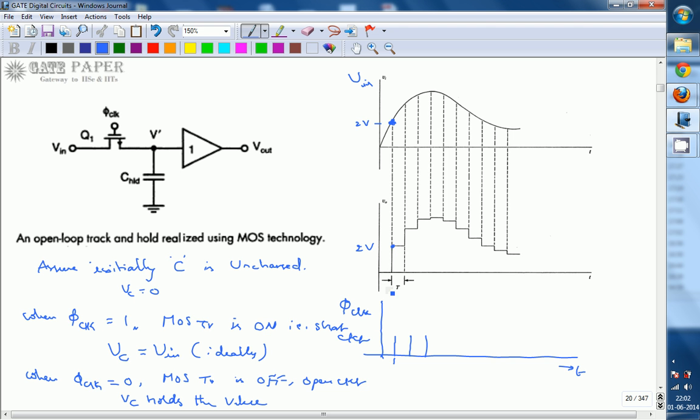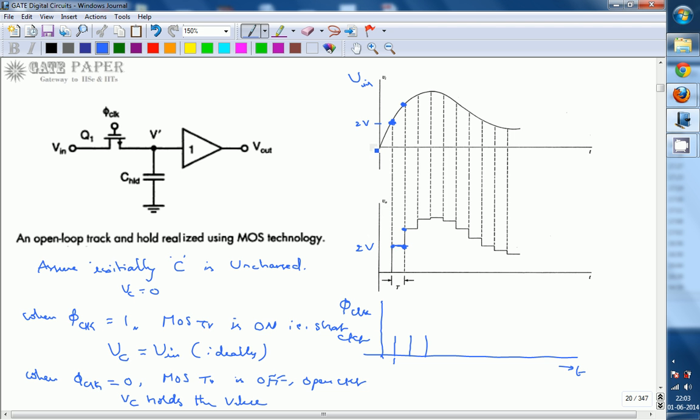After that, the MOS transistor is in the off condition between these 2 pulses. The capacitor has to hold the same value till the next pulse appears. Then whenever phi clock is equal to 1, the MOS transistor comes into the on condition again, so it charges towards the new value of input. Charging towards the new value of input is nothing but taking a sample. That is, you are capturing the input signal at that instant of time. That is what is called a sample.